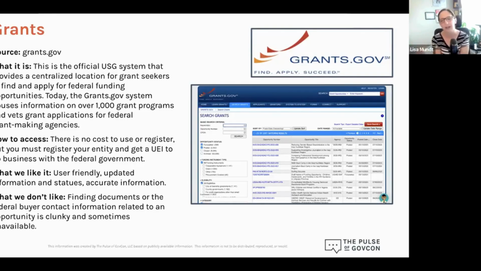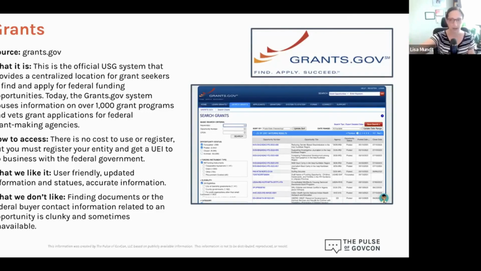It's hard to find documents or buyer contact information related to an opportunity, and it can be clunky and sometimes unavailable. So that's what we don't like about grants.gov. Something else to keep in mind is when you see a listing here and you click on that opportunity number to find out more information, there are actually different websites that it will link through to elsewhere.